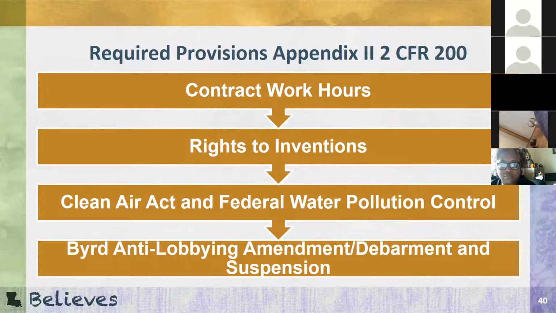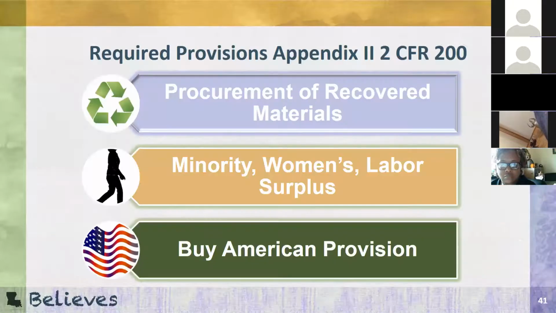Appendix 2 to 2 CFR 200 also requires the following provisions: contract work hours and safety standards, rights to inventions, the Clean Air Act and Federal Water Pollution Control Act, debarment and suspension, and the Byrd Anti-Lobbying Amendment and Certificate.